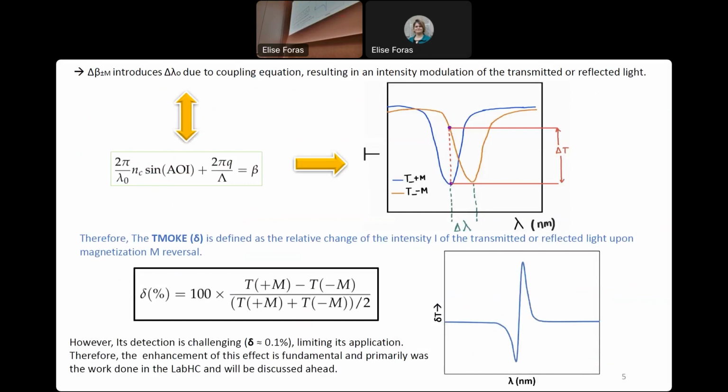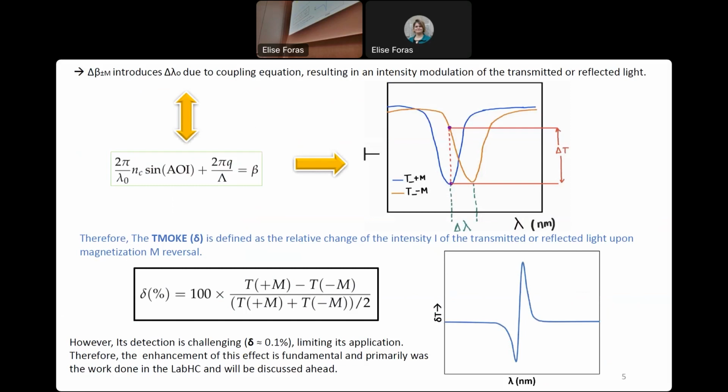Now, at a certain wavelength, if I have a delta lambda, I have a change in transmittance, or a change in reflectance. This change results in the modulation of intensity, and it is plotted something like this. It is given as a relative change. So this is the basic mathematical formulation. Now, the detection of this effect is very, very low.